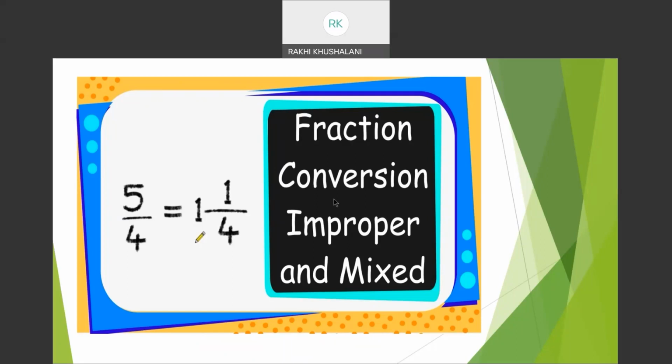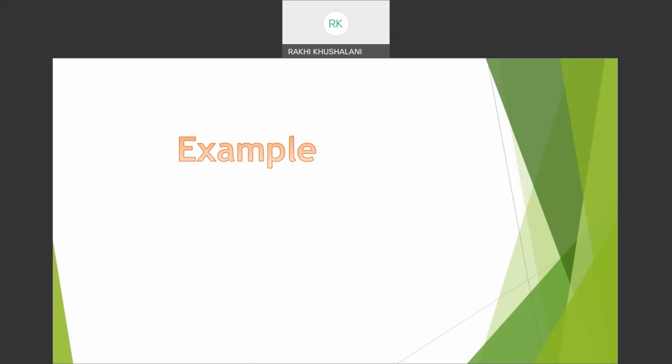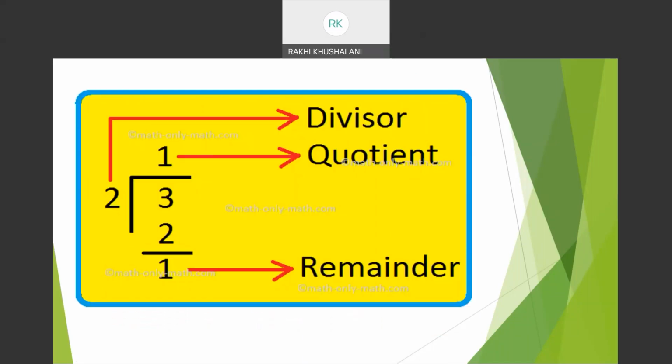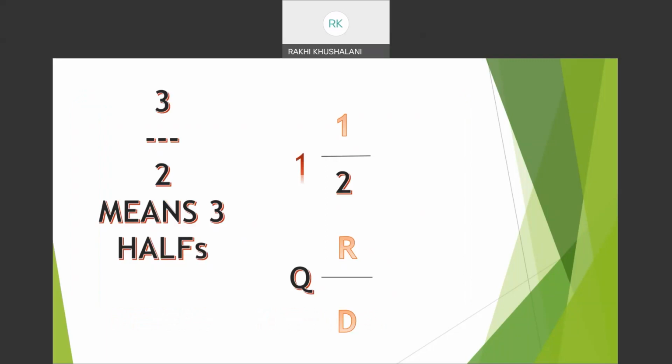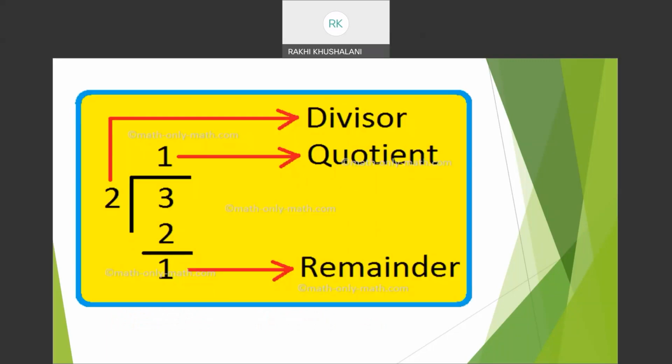I will show you in my next slide and that will make it easier for you to understand. Let's look at the example. Again, 3 by 2 is an improper fraction because the numerator is bigger. But children, understand properly, it means that there are 3 halves. 1 by 2 plus 1 by 2 plus 1 by 2 makes 3 by 2.